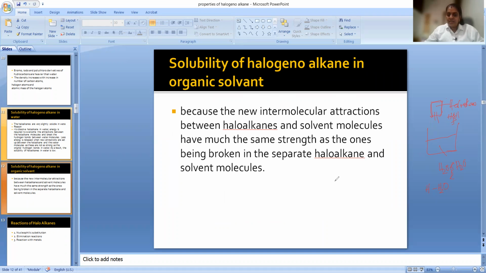In detail, how can we discuss it? This is an organic solvent, AA. This is halogenoalkane, BB. When you set up an intermolecular attraction between A and B, it has the same strength as BB and AA. So it can dissolve inside this organic solvent. Okay, now let us see the next.